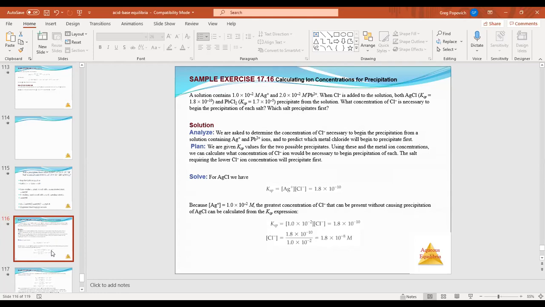All right, guys, you're not logically thinking this. So write this down. The smaller the Ksp, the more likely you're going to have solid. The smaller the Ksp, the more likely you're going to have solid. So if I have both lead and silver in solution and I add chloride ion there, the silver should precipitate out before the lead.